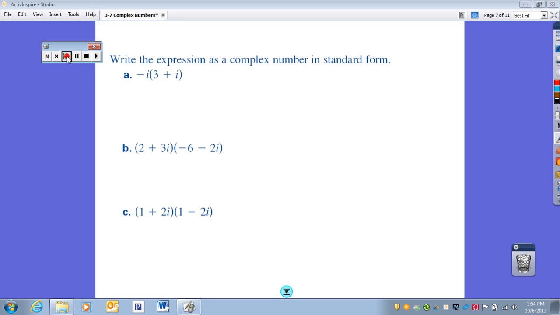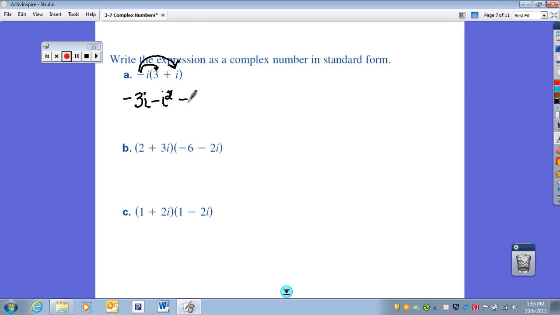We can also use other properties with our imaginary and real numbers. So what we're going to do with our complex numbers is we're going to now distribute the negative i to our complex number. So negative i times 3 would give me negative 3i. Negative i times a positive i is going to give me a negative i squared.